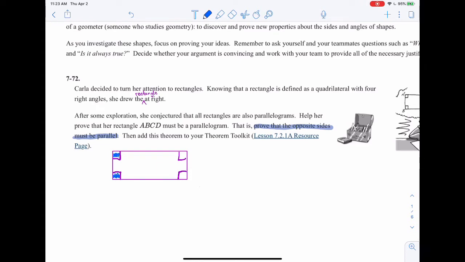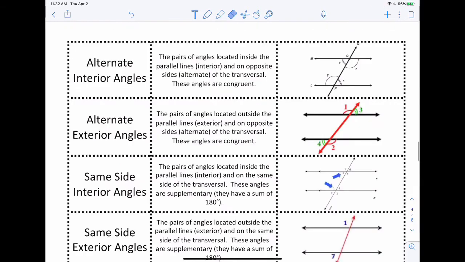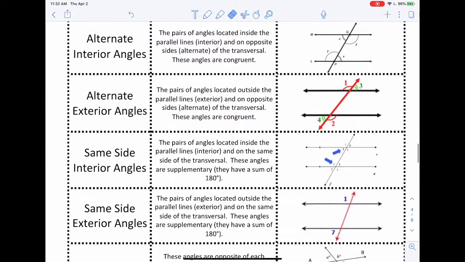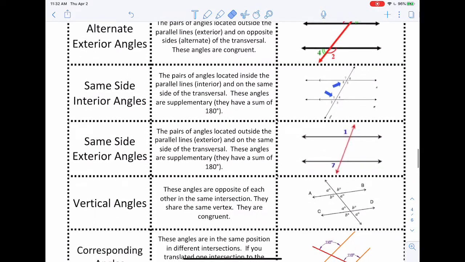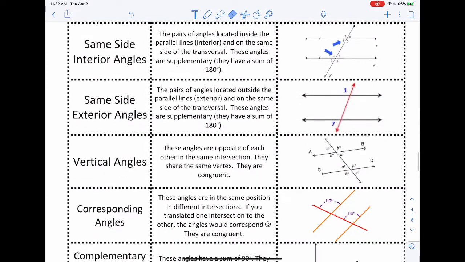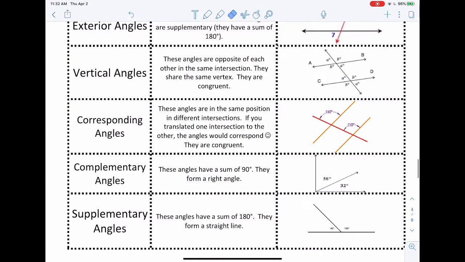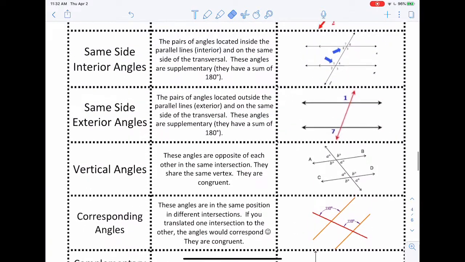Feel free to click the link in the description of this video to see a list of all the angle relationships to help you identify which ones we're working with here. Pause the video if you need a second. So if you clicked the link in the description of the video, it would have pulled up this worksheet right here. Which of these angle relationships are we dealing with for those two angles in the rectangle? See if you can figure it out.